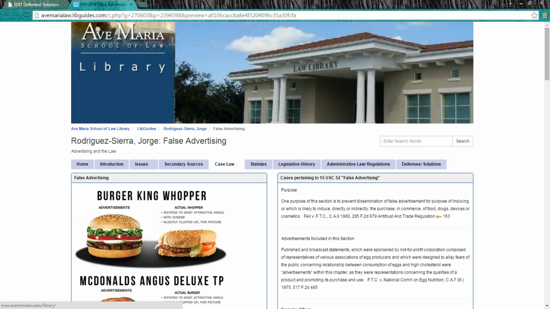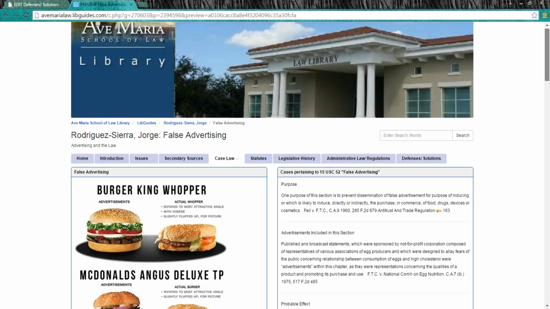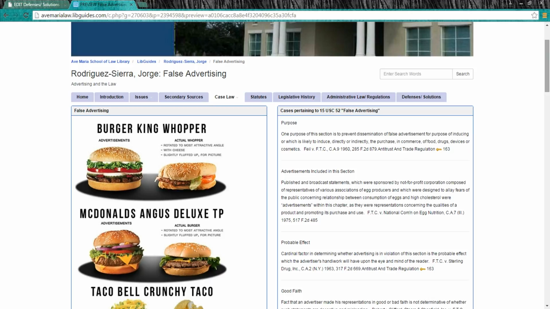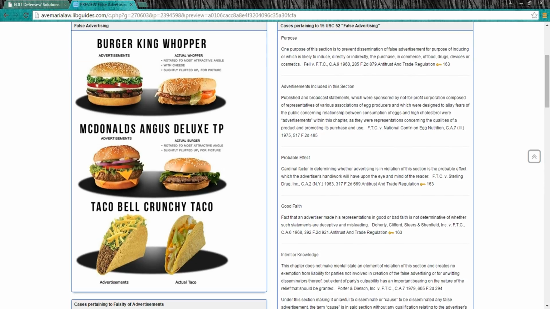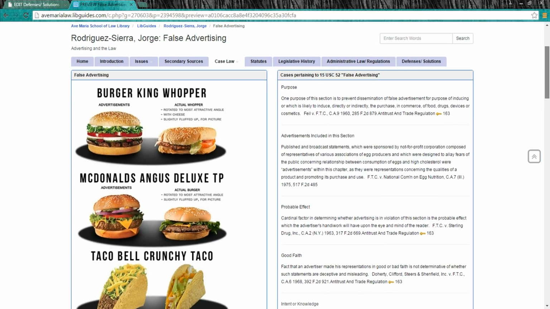The first tab under the case law is false advertising, and there are different laws governing the false advertising aspect of advertising. I included a graphic. This is what Burger King, McDonald's, and Taco Bell look like in their advertisements on the left. But then, no one's ever seen a burger like that if they ever go to a fast food place. So, yeah, the case can be made that those are sort of false advertising.